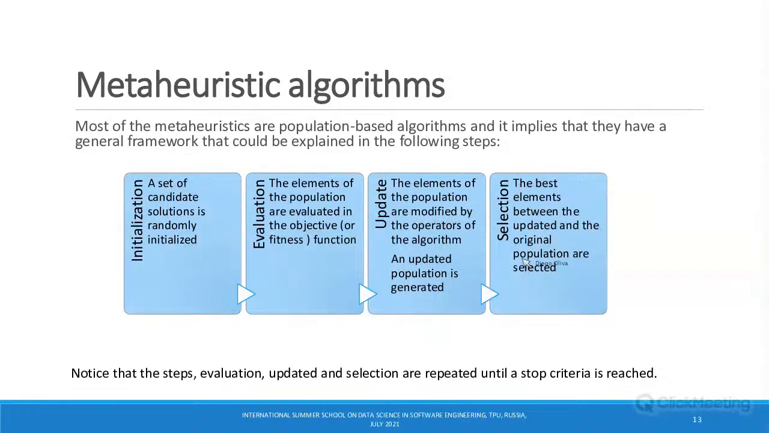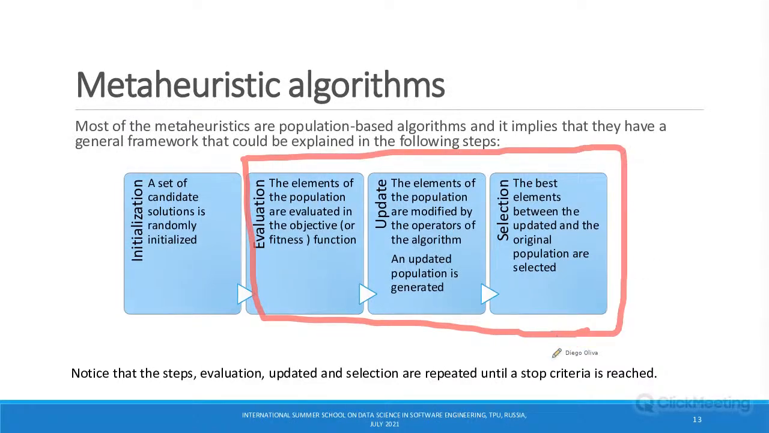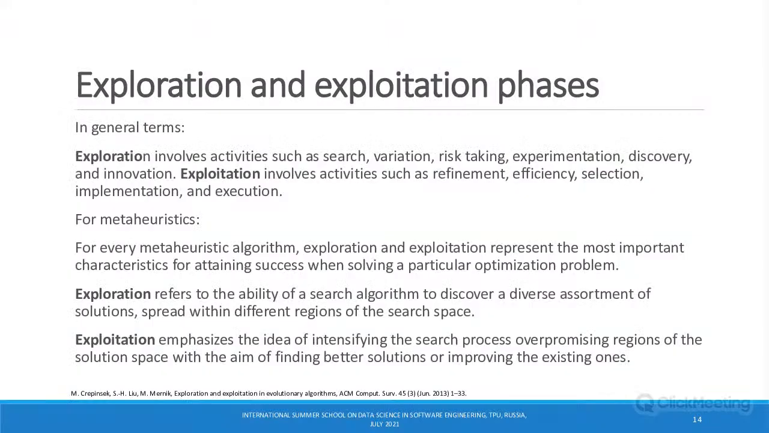The final step is to select, between the updated population and the initial population, the best solutions according to the fitness function value. So again we have a population that has only the best elements between the two populations. These three steps are repeated until a stop criterion is reached. It means that here we could define a number of iterations, a number of function evaluations, or different criteria that permit us to stop the algorithm and extract the best value.